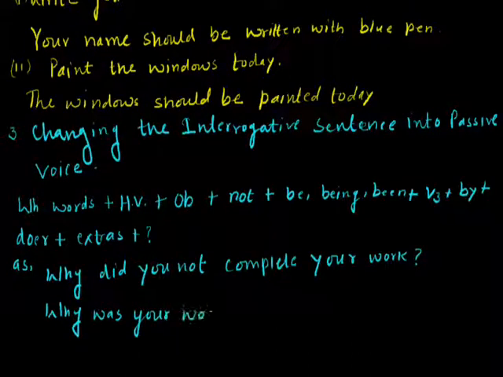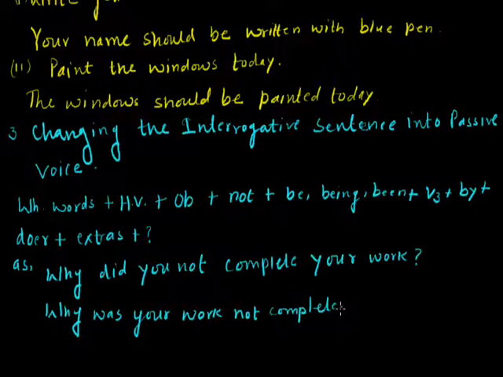Okay, and after the object not will be used because not is given in the active voice. Then the third form of the verb will be used, that is completed. Then the preposition by, then the doer, you. So in this way we will change the active voice into the passive. Let us see some more examples, and after discussing these examples, it will be easier for us to make the passive voice of the interrogative sentence.